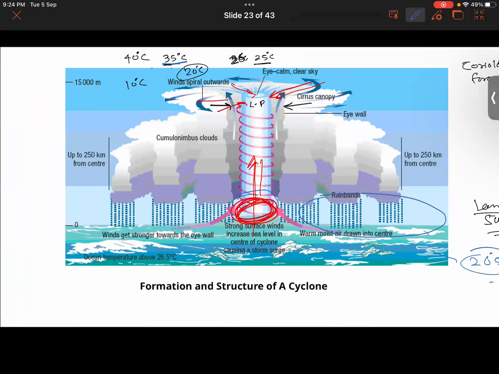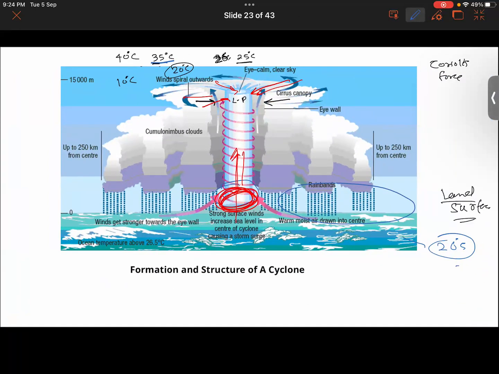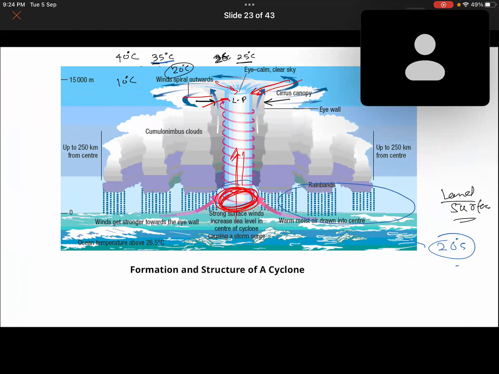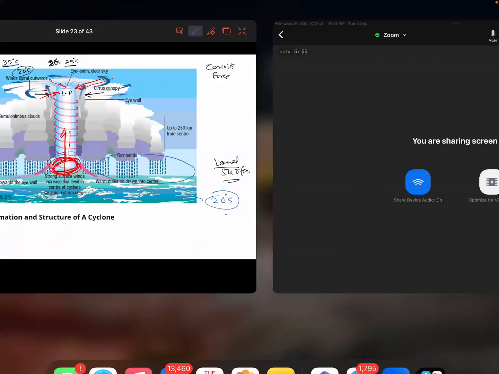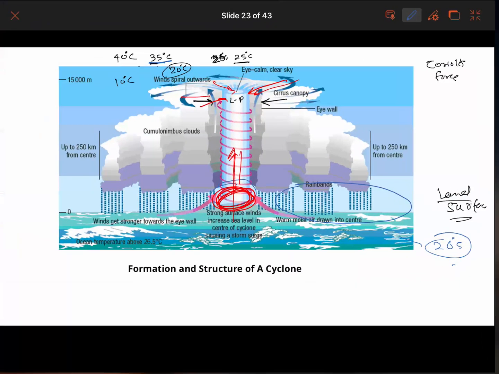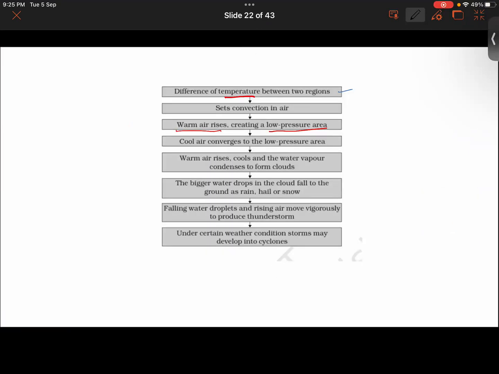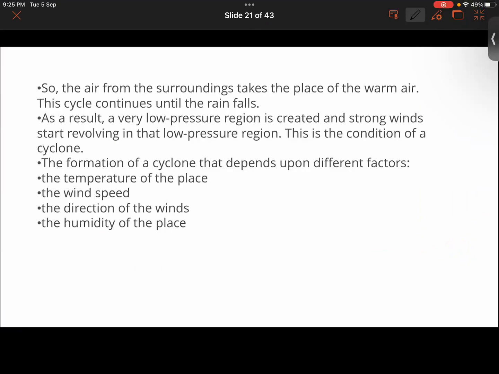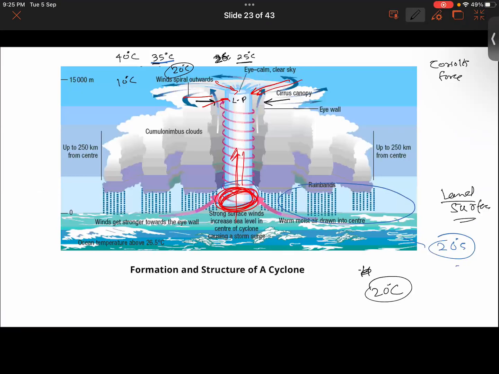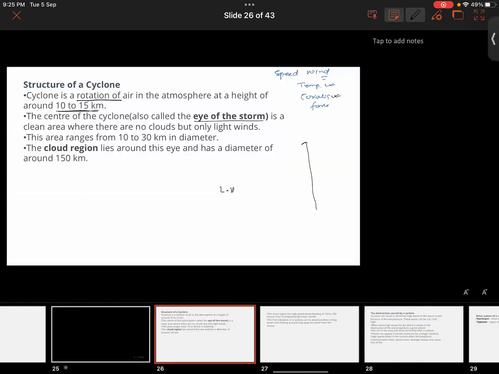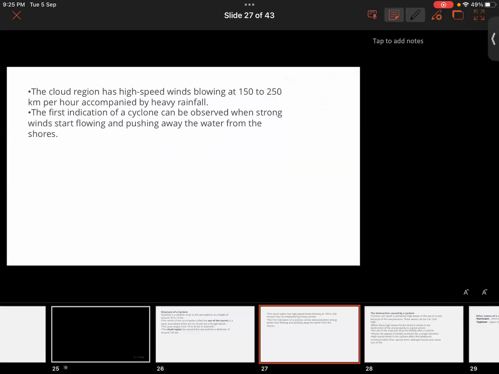Sir, I can't hear you. Am I audible? Yes, sir, now you are. Okay. So I was basically saying that it depends upon a number of factors. Earlier the temperature difference was 10 degrees Celsius only. Now it's 20 degrees Celsius. That is the thing here. Is it clear or not? Yes, sir, it is clear.